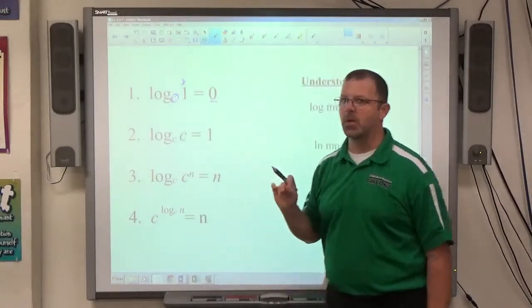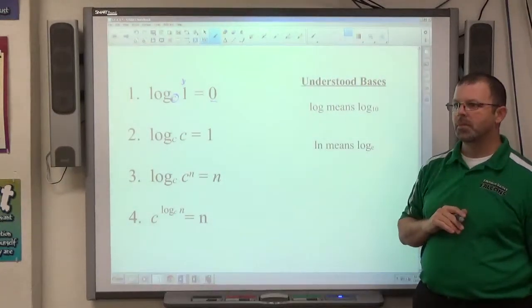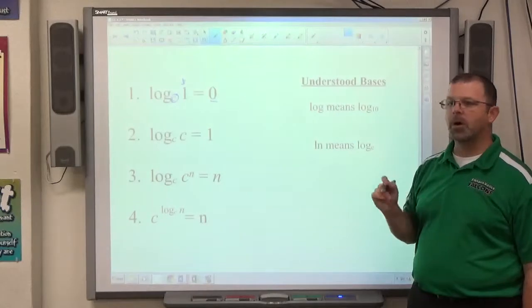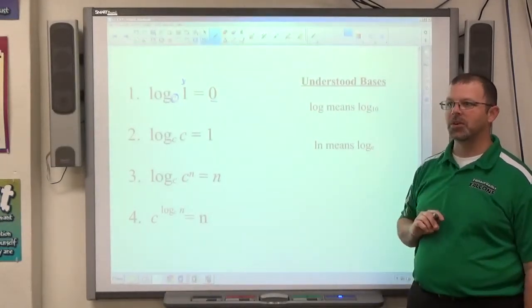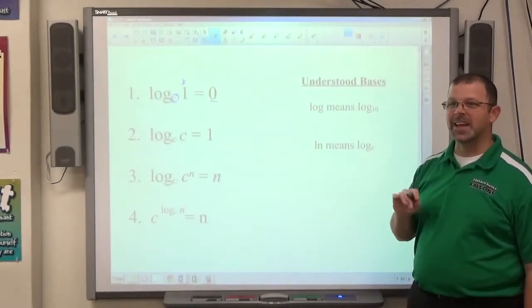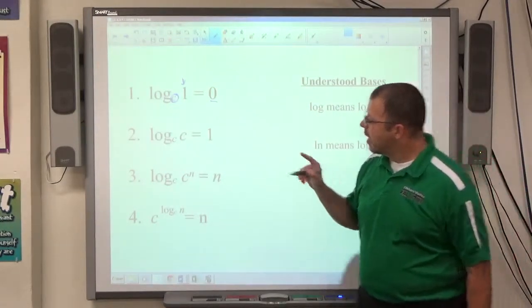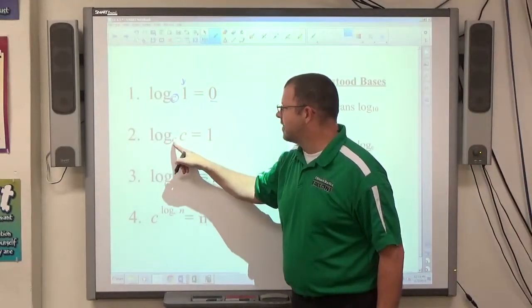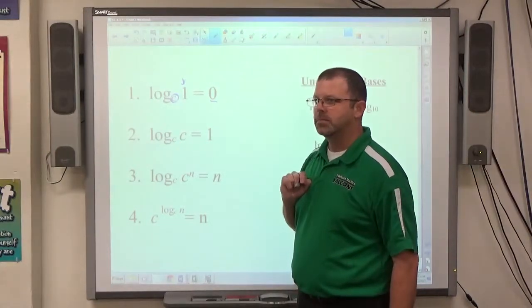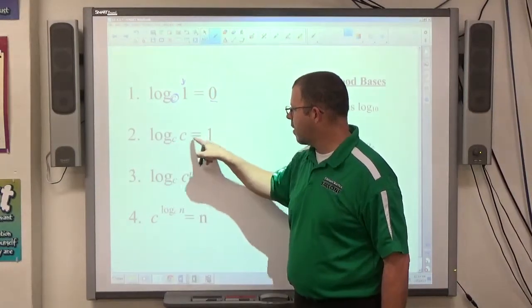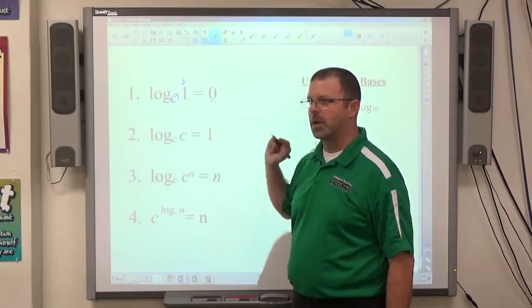Keep in mind the base of a logarithm has to be greater than 0. So it could be log of 1 base 0.2 equals 0. Log of 1 base negative 2, that's no good. It's got to be positive bases. All right. Log of anything base itself equals 1. C to the first power equals C. Again, if you look at an exponential form, it's obvious.